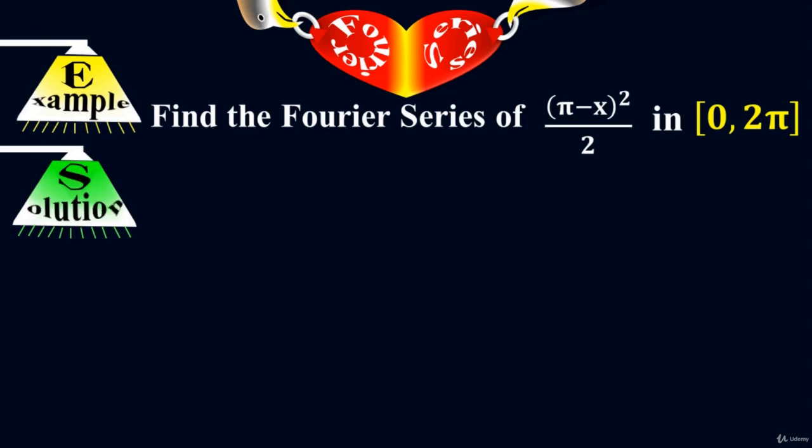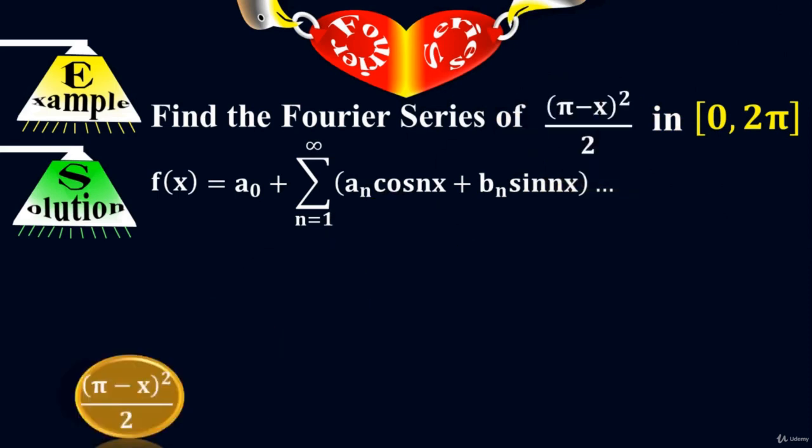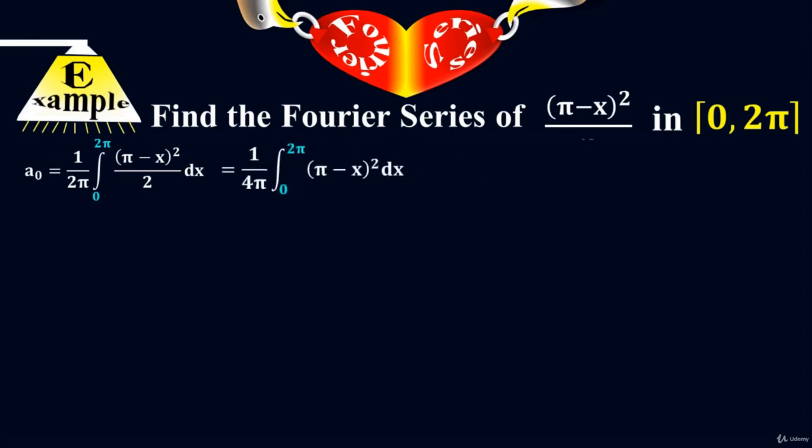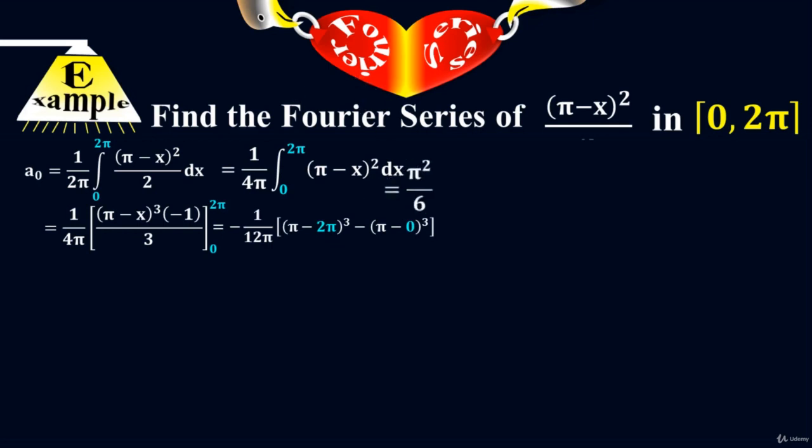Solution: this is my formula for the Fourier series, and this is my function f of x. Now I'm going to find the values for a sub naught, a sub n, and b sub n, where the value of a sub naught equals 1 over 2 pi times the integral of (pi minus x) whole square over 2 dx, with a range from 0 to 2 pi. Take 1/2 outside of the integration. Now I have 1 over 4 pi times the integral of (pi minus x) whole square dx. Take the integration of (pi minus x) whole square to have (pi minus x) whole cube over 3 times minus 1. When you expand the limits, you will get finally this is my a sub naught.